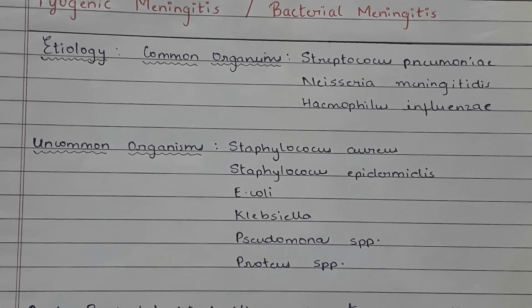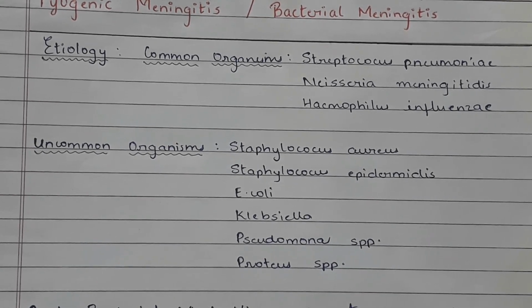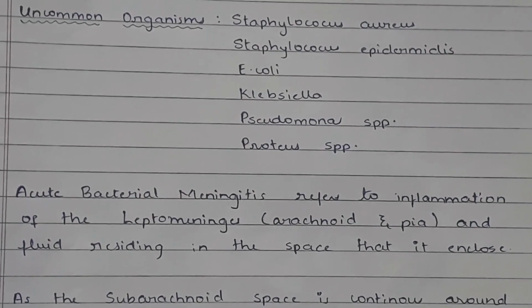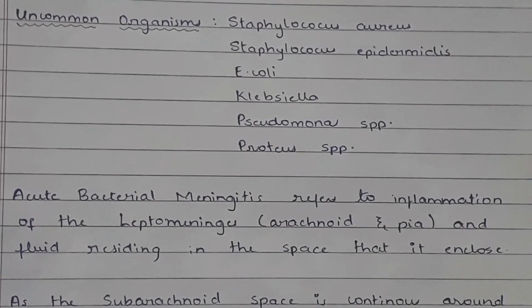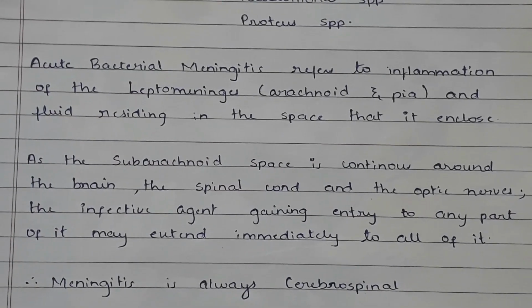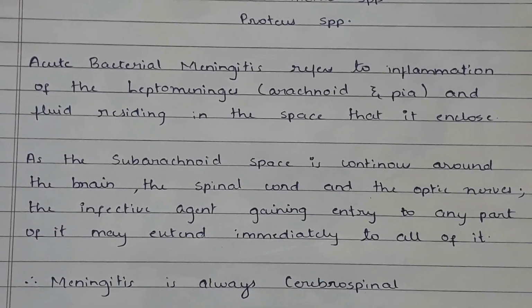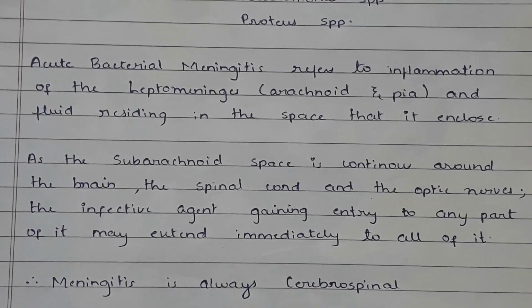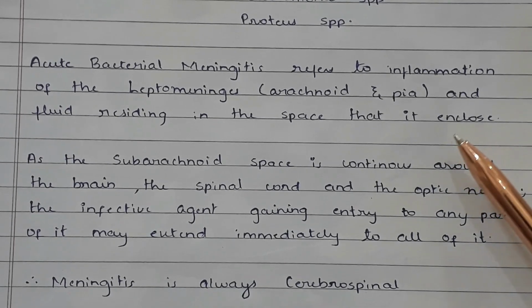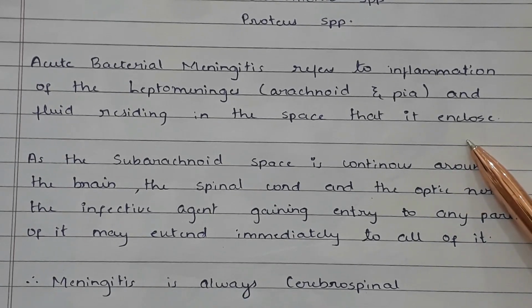Staphylococcus aureus, Staphylococcus epidermidis, E. coli, Klebsiella, Pseudomonas, and the Proteus bacteria. Acute bacterial meningitis refers to inflammation of the leptomeninges and the fluid residing in the space that it encloses.